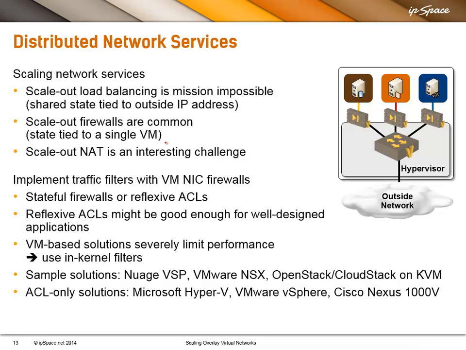If we continue talking about distributed forwarding, there are always the network services. I'll spend more time on the network services later on. I just want to mention how the scale-out architecture of network services could solve some performance problems. Scale-out load balancing is mission impossible because there is a shared state that is tied to the outside IP address. So the NAT rules, because load balancing is actually NAT, for established sessions have to be distributed across all instances of a scale-out load balancer. And you know that that is a really hard problem.